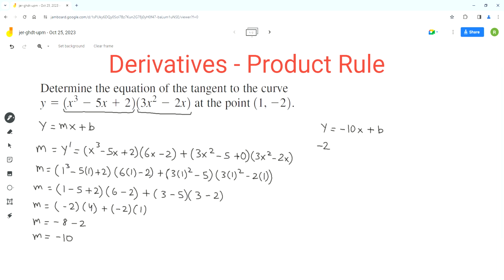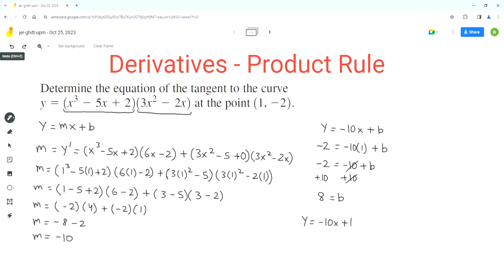So we get negative 2 equals negative 10 times 1 plus b. So negative 2 equals negative 10 plus b. Now we can isolate b by adding 10 to both sides. The 10s on the right side cancel each other out. So negative 2 plus 10 is equal to 8. So this is the b value for this tangent line. So the equation of the tangent in slope-intercept form is y equals negative 10x plus 8.